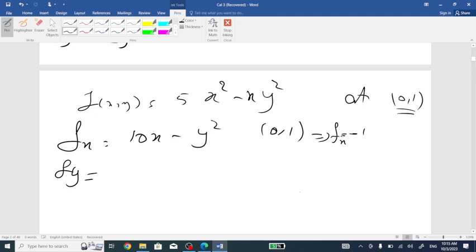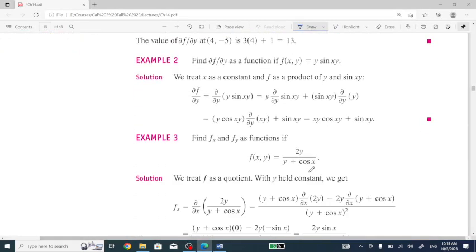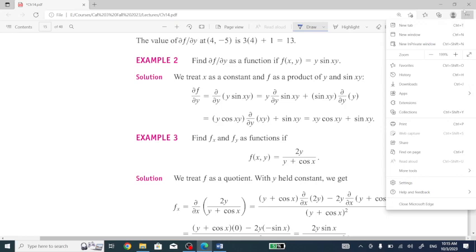Good. How about f_y? Negative 2xy. You are right. So put 0 and 1. I will get what? 0. I think it's clear. Just substitute the numbers that you have. Anything else, dear? Nothing else? Good.